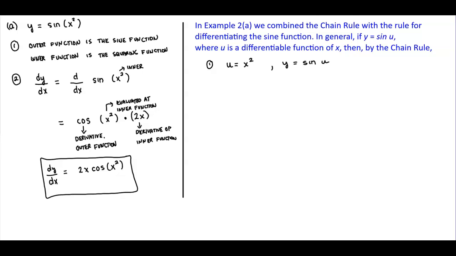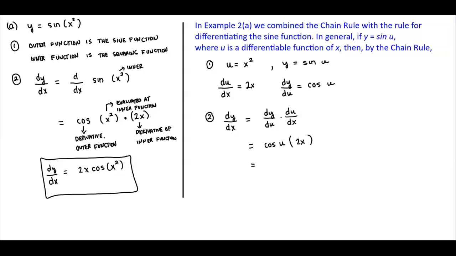Okay, so that means that if we want to find the derivative of u with respect to x, then that's going to equal 2x. And we know that the derivative of y with respect to u is equal to the cosine of u. So if we use the formula where dy over dx is equal to dy over du times du over dx, then what we get is the cosine of u times du over dx, which is 2x.